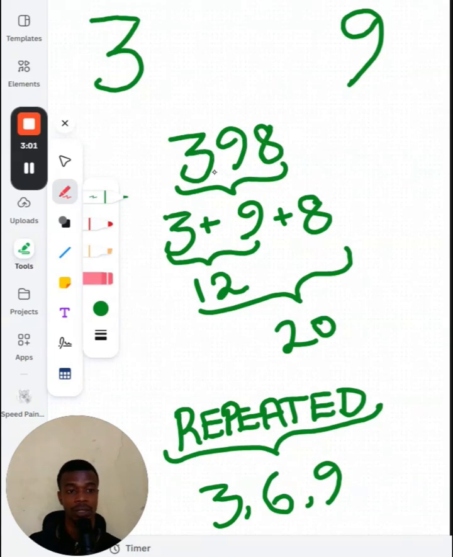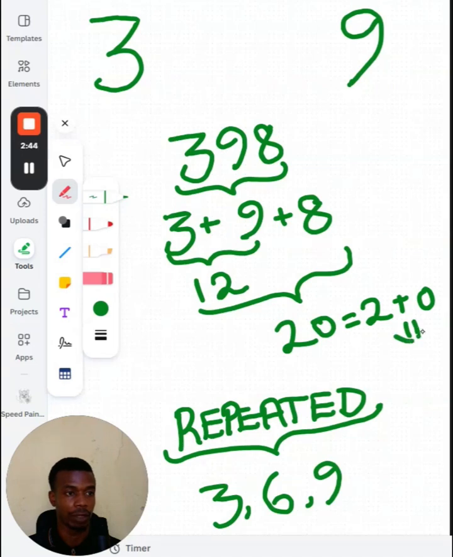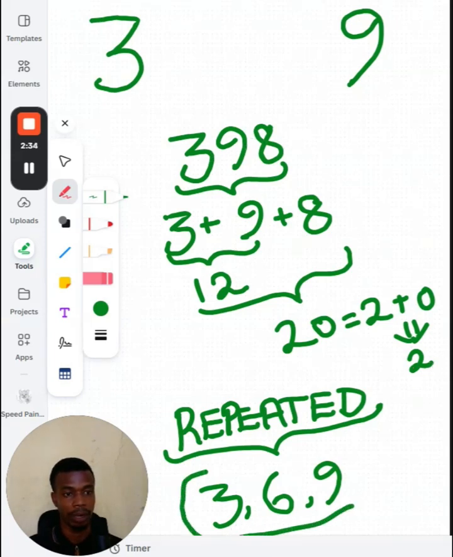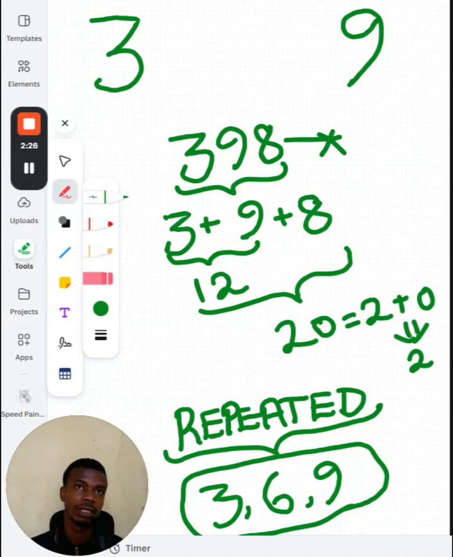398, we have summed the digits and we got 20. And now we have to sum these digits. We have to find the repeated sum. So this becomes 2 plus 0, and 2 plus 0 gives us 2, right? Now, the repeated sum of the digits in 398 is 2, and 2 is not part of this bracket. For that reason, this number is not divisible by 3. This is way easier than having to find out if 20 is divisible by 3 or not. All right.